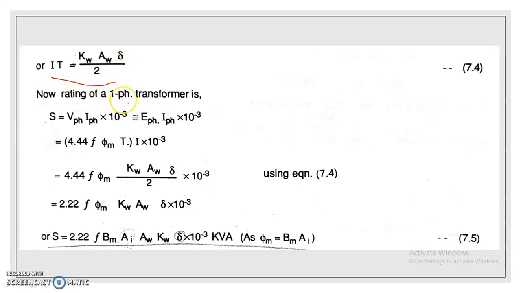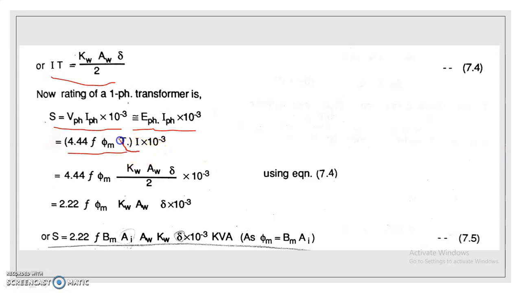Now the rating of the single phase transformer is nothing but apparent power, that is S is equal to VPH IPH into 10 raised to minus 3, to define the rating in kVA. You can write this as approximately EPH, the EMF per phase, into the per phase current IPH into 10 raised to minus 3. So EPH is nothing but 4.44 f phi m into T. This is the EMF induced in the transformer windings, into current I into 10 raised to minus 3.